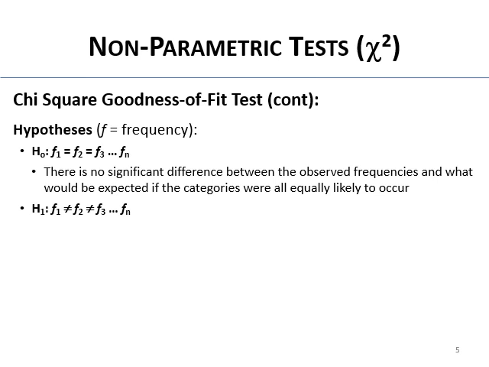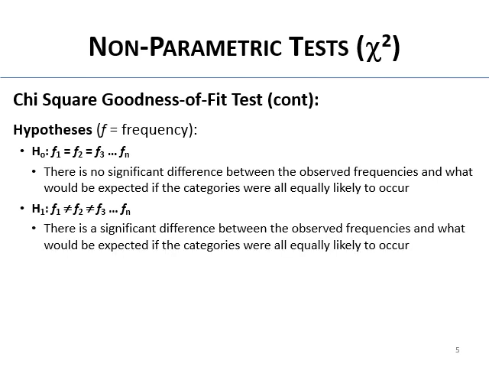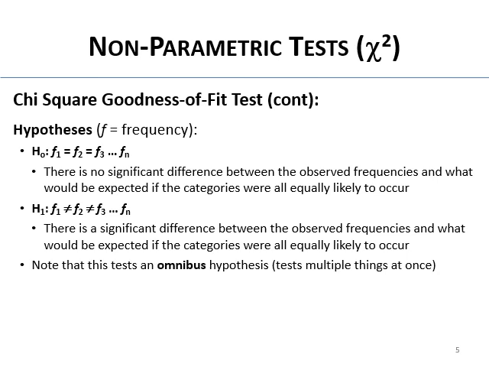Your alternative is the opposite. They're not all equal. So this is an omnibus test, as you might guess. There is a significant difference between the observed frequencies and what would be expected if the categories were all equally likely to occur. This is an omnibus test. As I just said, it tests multiple things at once.